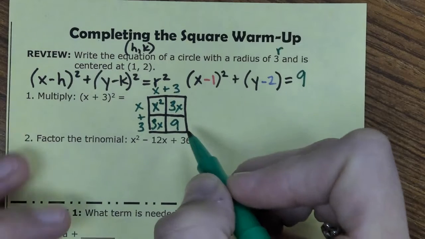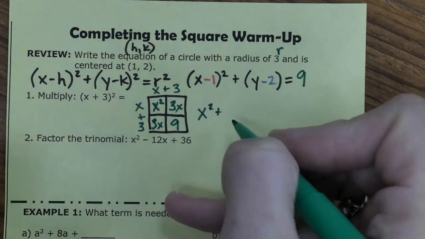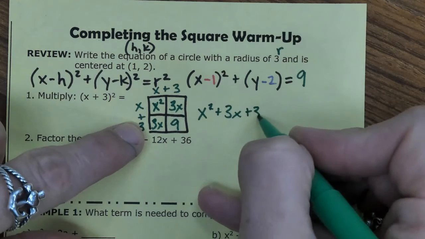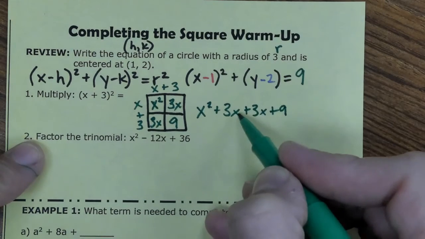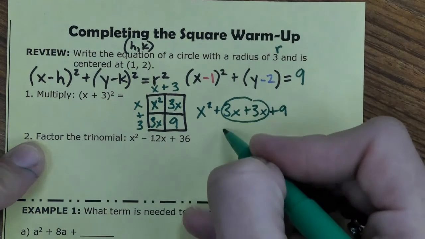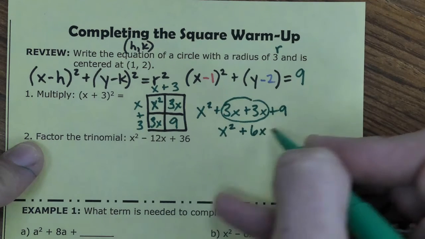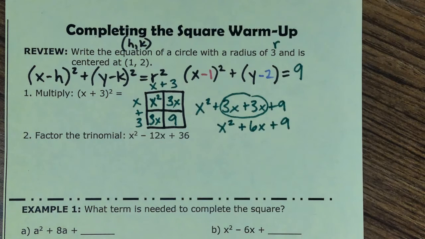There are no negatives, so then we just come out here and we say, okay, we have our x squared, plus this 3x here, plus this 3x, plus the 9. And then we come over here and we've got to combine our like terms. So we wind up with x squared plus 6x plus 9. Now we're going to factor the trinomial. We're going to go backwards on this one.